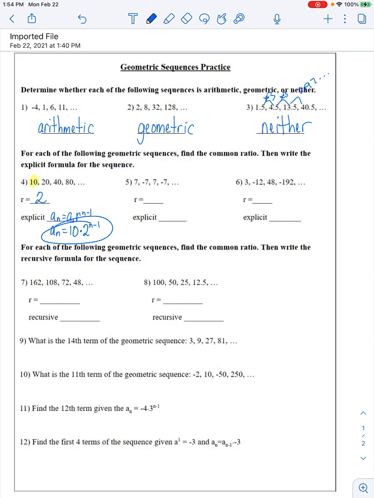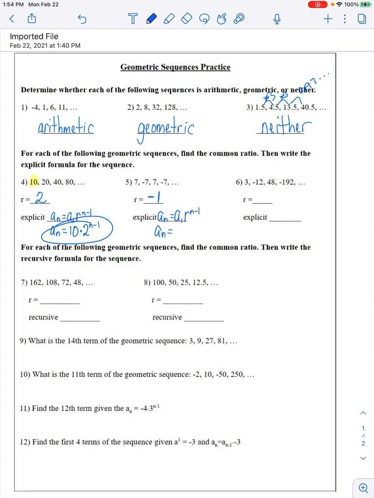I notice if I do -7 divided by 7, I get -1. 7 divided by -7 is -1. -7 divided by 7 is -1, so my common ratio is -1. Now let's write our explicit formula. Again, I always start with the general formula.